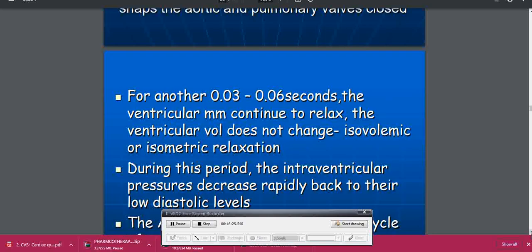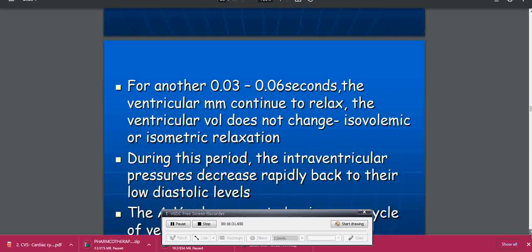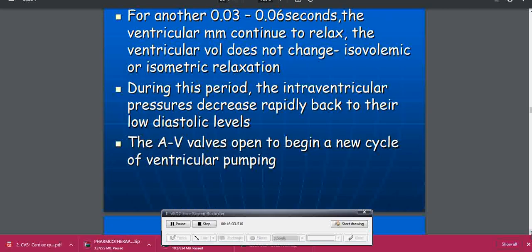For another 0.03 to 0.06 seconds, the ventricular muscle continues to relax and the ventricular volume does not change. That is what we refer to as isovolumic or isometric relaxation. During this period, the intraventricular pressures decrease rapidly back to their low diastolic level. Then the atrioventricular valves open to begin a new cycle of ventricular pumping.